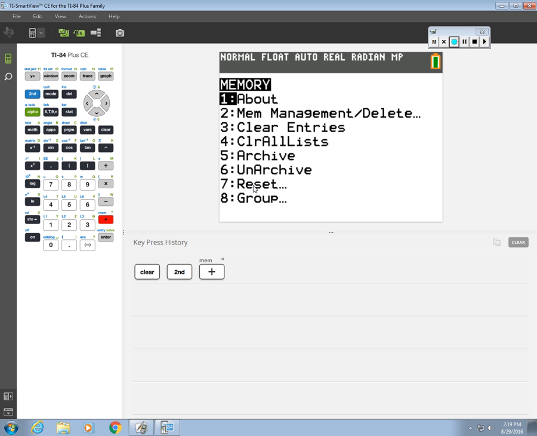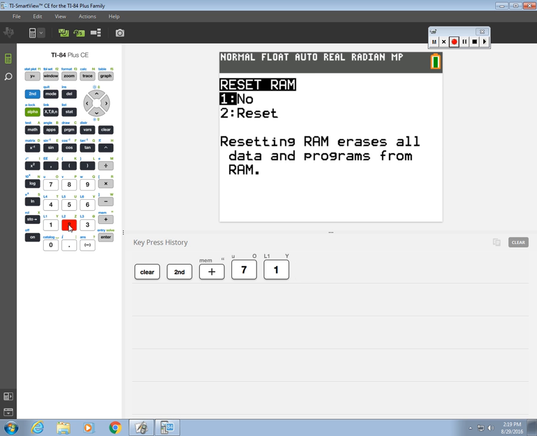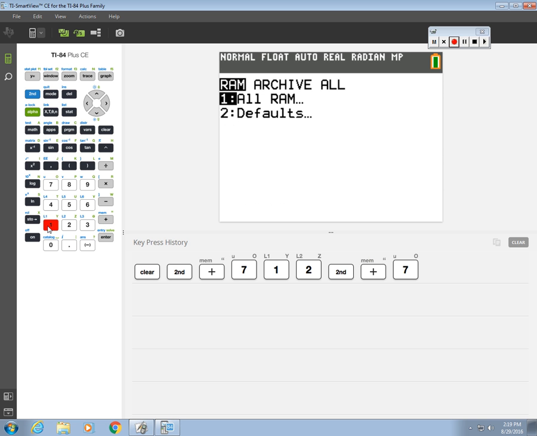Now, we want to reset all the memory. So hit 7, and then 1, and then 2. And it'll reset your memory. And now it just takes the calculator back to its default settings before people plugged in all this stuff. You know what I mean? Second plus sign 7, 1, 2.